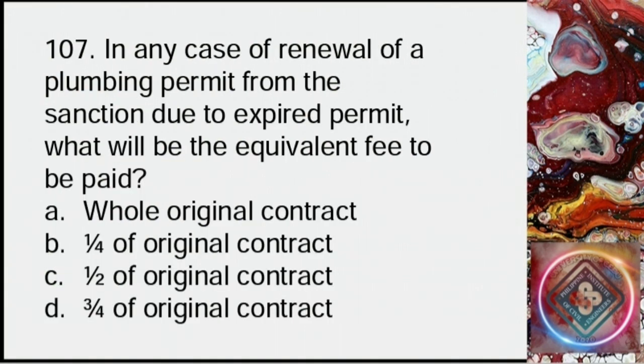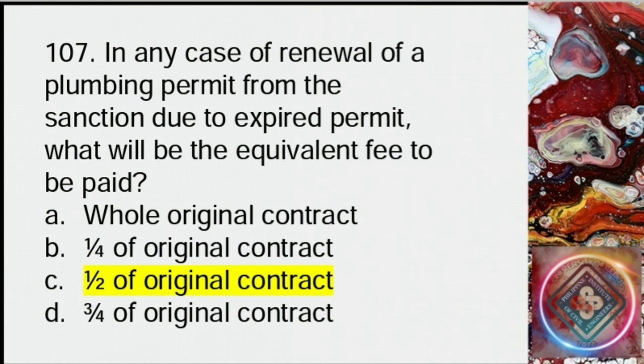107. In any case of renewal of a plumbing permit from the sanction due to expired permit, what will be the equivalent fee to be paid? A. Whole original contract, B. 1/4 of original contract, C. 1/2 of original contract, D. 3/4 of original contract. C. 1/2 of original contract.